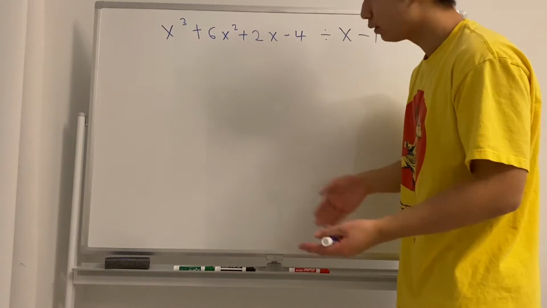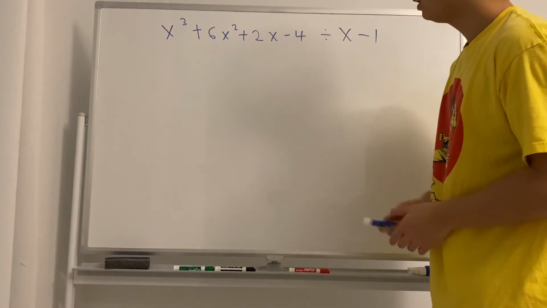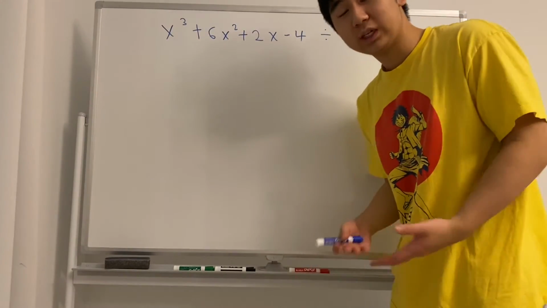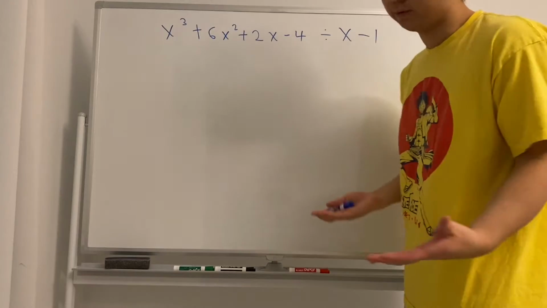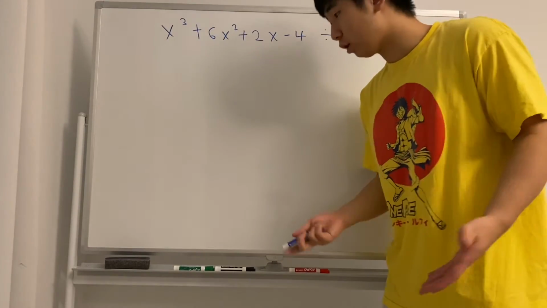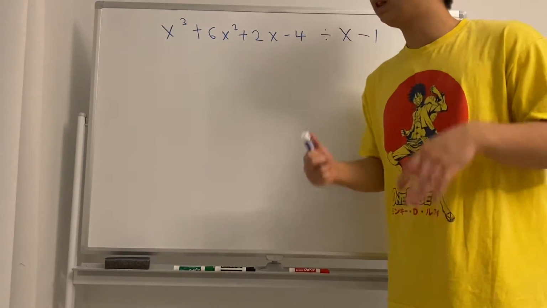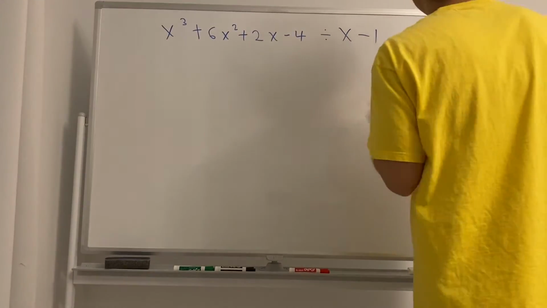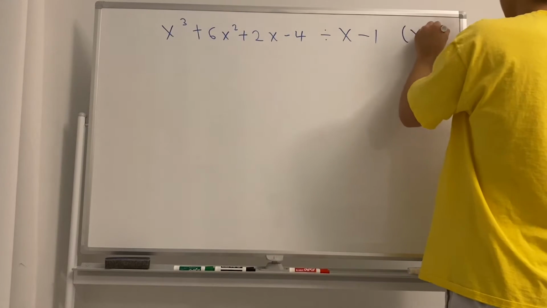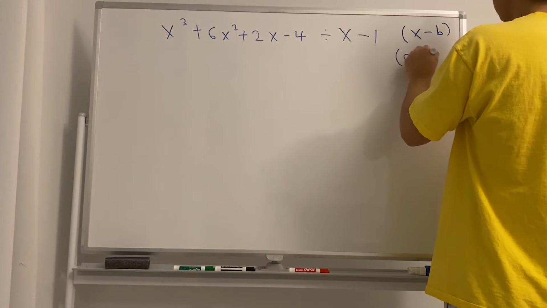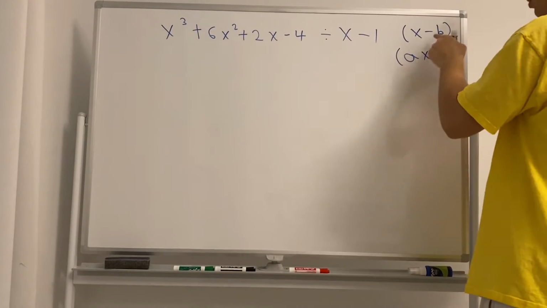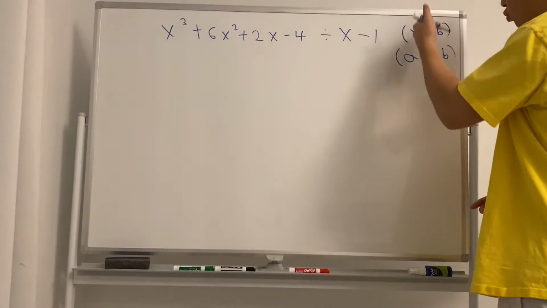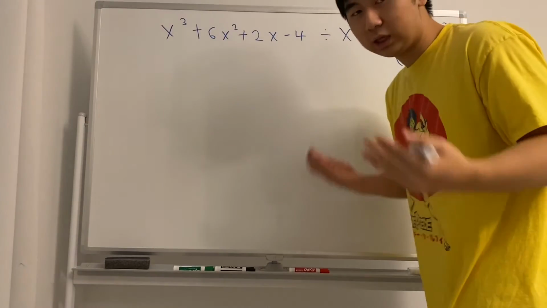Okay, so with this question, I'll be dividing this polynomial using synthetic division, instead of long division. Before we start, I want to say that you can only use synthetic division when you're dividing by a factor that's in the x minus b format or in the ax minus b format. Now, x minus 1 is in the x minus b format, so we're good. You can use synthetic division. But if it's not in one of these two formats, you cannot use synthetic division.